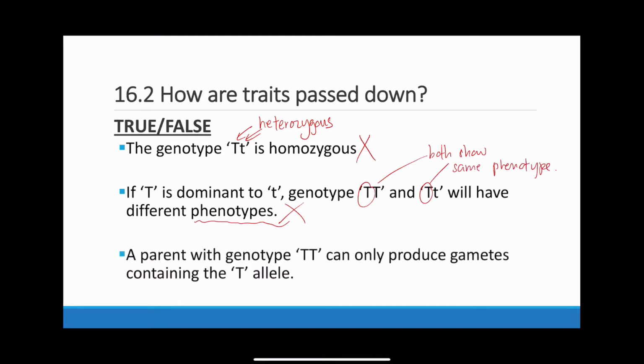And the last one: a parent with genotype big T big T can only produce gametes containing the big T allele. If you recall in your genetic diagram, if this is the original genotype, it can form the individual alleles, and in this case, yes, it can only produce big T alleles, so this statement is true. This is just something to get you started and recap a bit of what you went through in the previous few lessons.